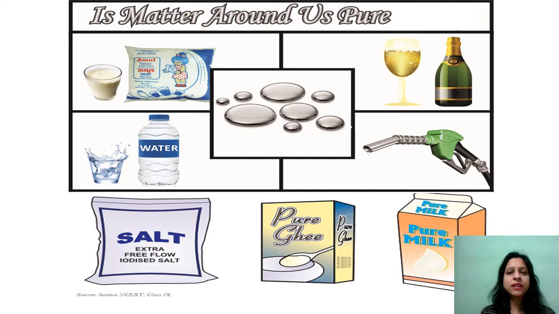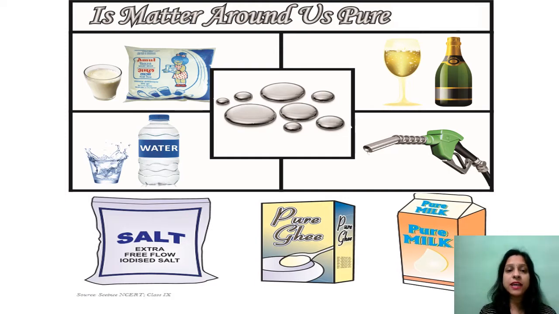Student, today we start the second chapter of class 9, and that is "Is Matter Around Us Pure?" As you can see here, a number of examples are given like milk, water droplets, any type of beverage, then water, droplets of mercury, then petrol, salt, ghee.